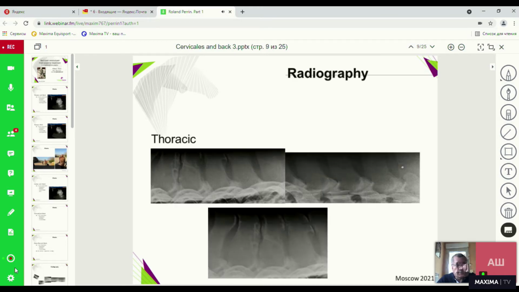For example, on this picture, you can see, of course, a kissing spine, but more important, a very bad osteoarthrosis of the joint. And this horse was very, very painful. So this jumping horse is doing the job, but always with pain. So this X-ray is not so difficult to do. So I think I encourage you to do more and more X-rays of the back.